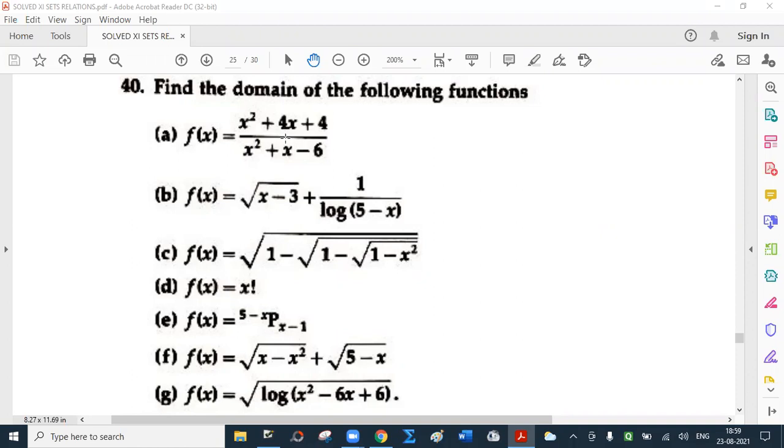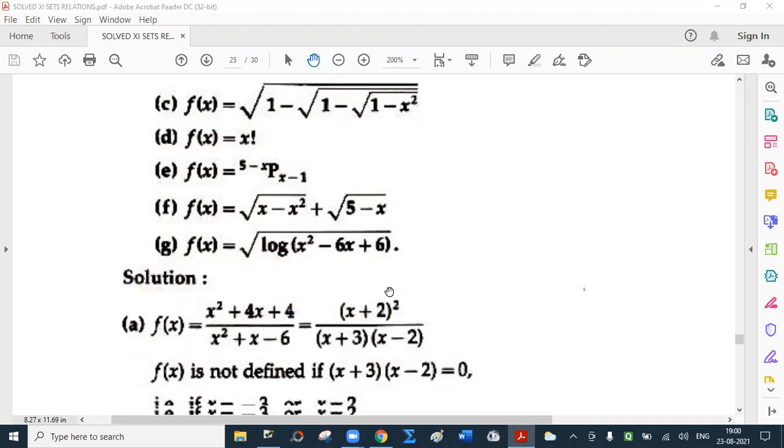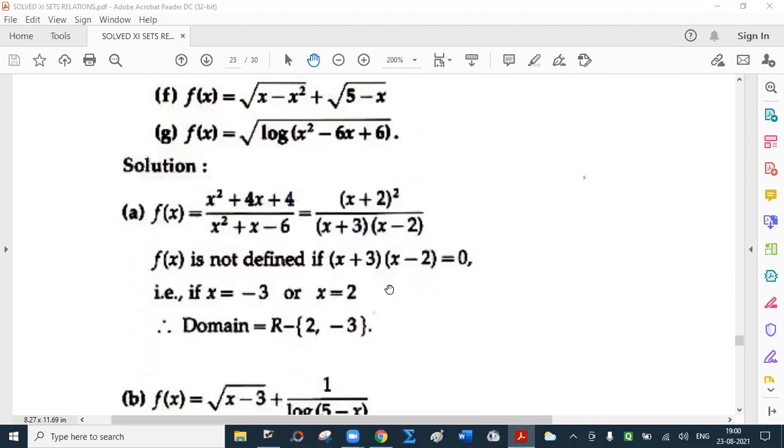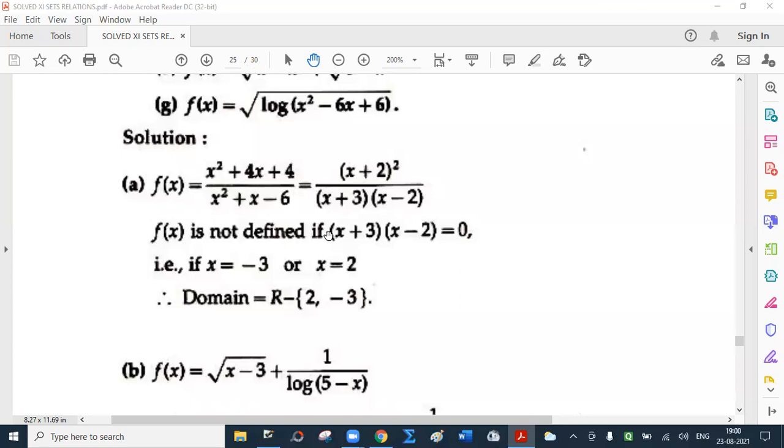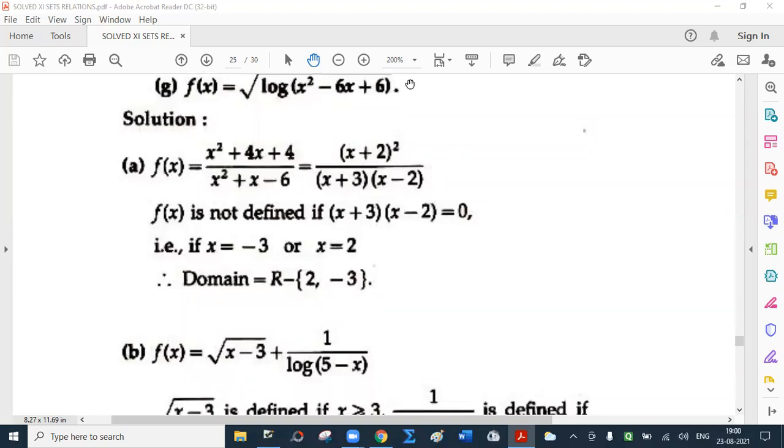So this is defined for all real values of x except 2 and minus 3. So what is the domain? Capital R, minus 2 and minus 3. I don't say minus minus plus. By minus, I mean from real numbers, exclude these two numbers, 2 and minus 3. Okay.